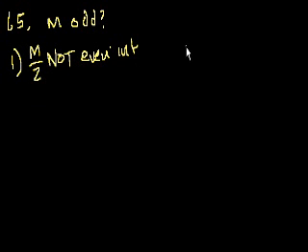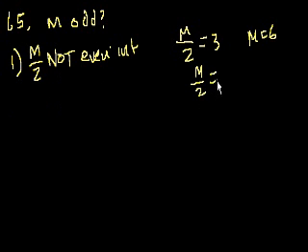So for example, what if m divided by 2 is equal to 3? 3 is not an even integer, but still m would equal 6, and then m would be even. And they're not telling us much here. M divided by 2 could be equal to 2.5, in which case m would be equal to 5. So then it would be an odd integer. So this by itself doesn't give me much information.